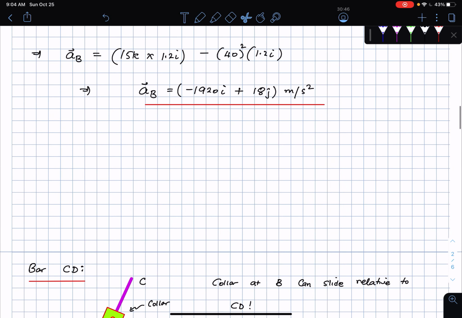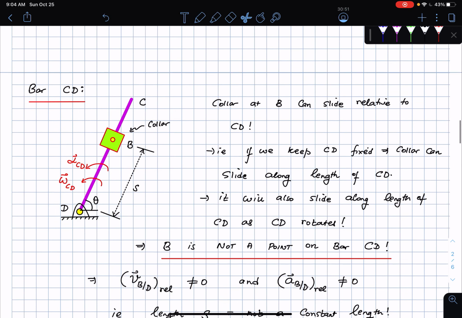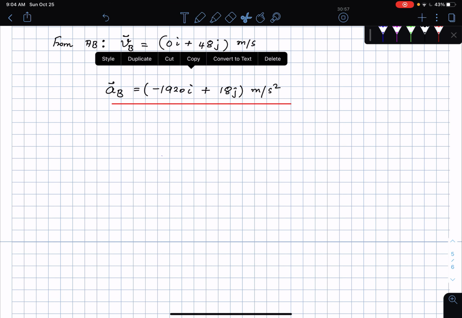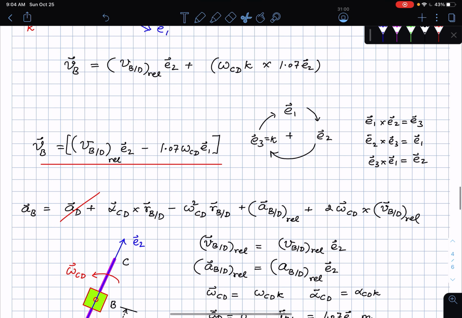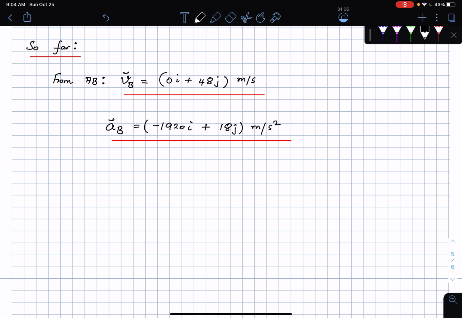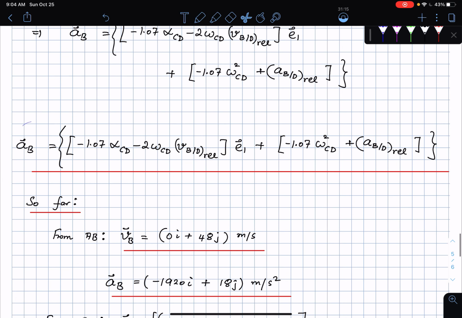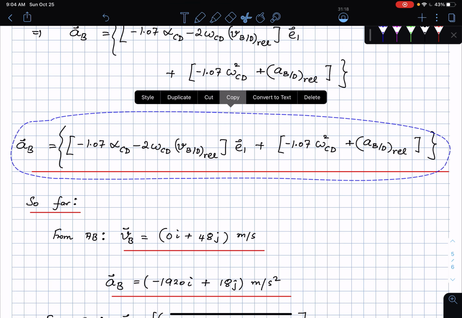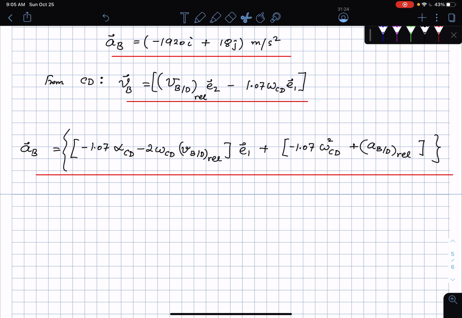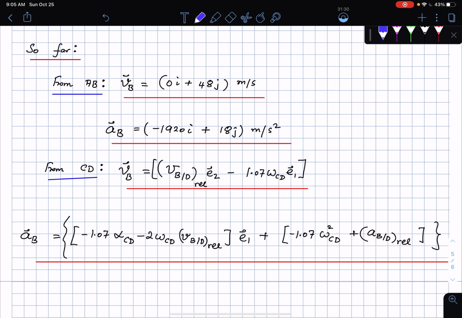Then I'm going to get AB from here. So that's copied down here, and then I bring that down here. Then I have from the bar CD this velocity here. Then from CD, I have this velocity down here. Okay, so that's the information that we have. That's from bar AB and that's from bar CD.